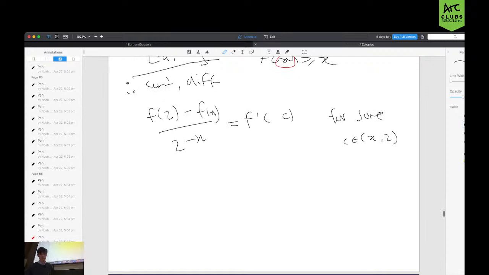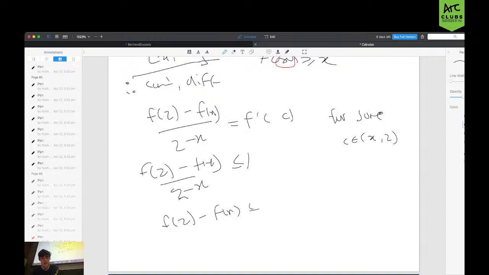So we know that this here is always less than or equal to 1, all right? So this fraction, (f(2) minus f(x)) divided by (2 minus x), is always less than or equal to 1. So just moving that to the other side, we get f(2) minus f(x) is less than or equal to 2 minus x, right? How are we going to get rid of f(2)? Well, it's given in the question that f(2) equals 2, so we can just put that there. So again, 2 minus f(x) is less than or equal to 2 minus x.